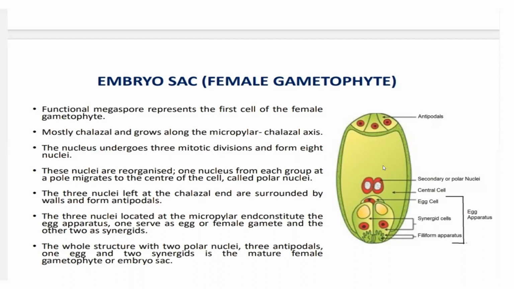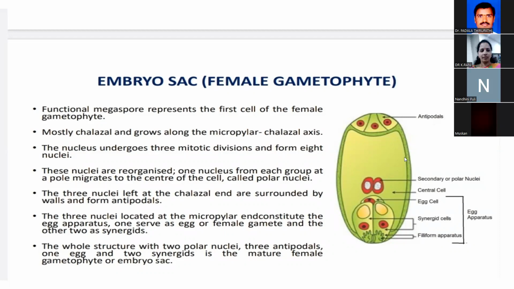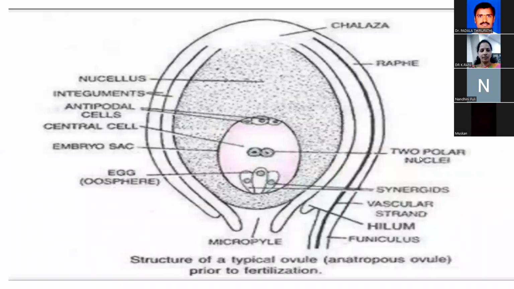So this one cell we will treat as the 2n state, representing the first cell of the female gametophyte. It will undergo two meiotic divisions and give rise to 4 cells. One will be functional and the remaining will degenerate. That will undergo three mitotic divisions, so 1, 2, 4, 8 cells. Of those 8, 3 are antipodal cells, 2 are synergids and 1 is the egg cell. The remaining 2 are the secondary nuclei.